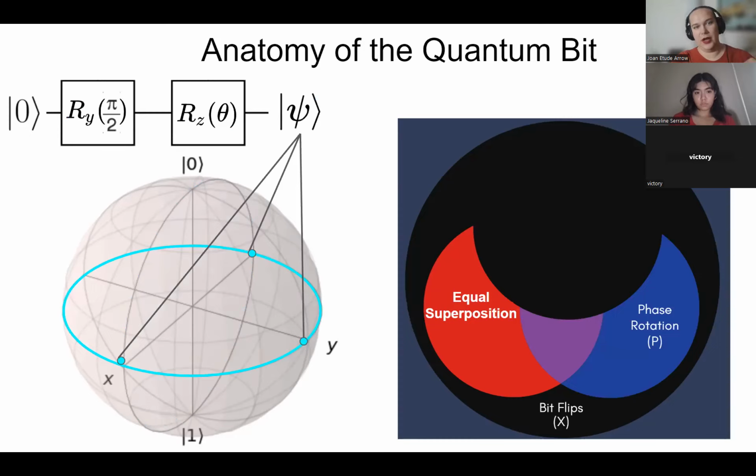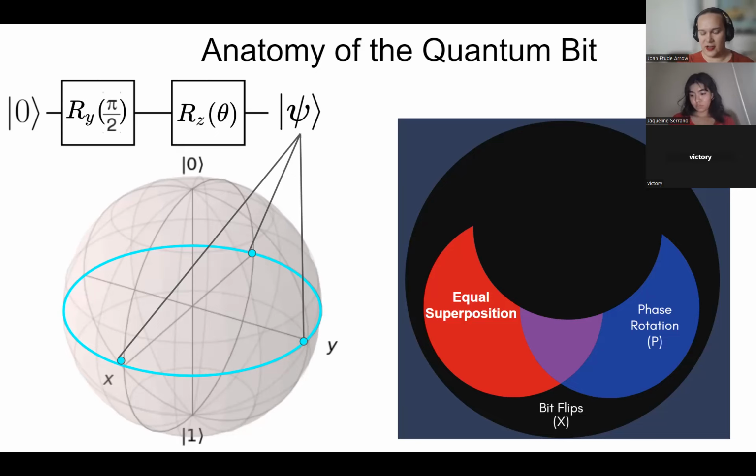We talked about how if you allow yourself to be in superposition here on the equator, all of these states are equal distance from 0 and 1. So all of them have equal probability of seeing a 1 or a 0, and yet they are distinct states. What makes them distinct is this new concept of phase, which we haven't talked too much about why it's important, but it is a useful feature of quantum computers.